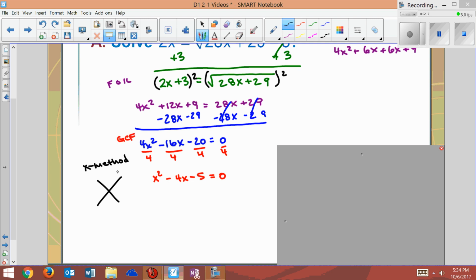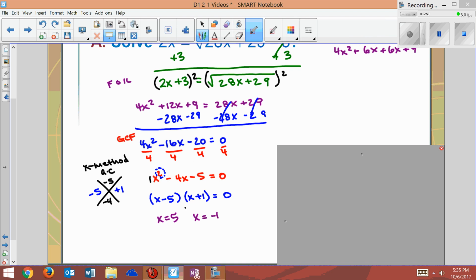Okay, so x method, a times c goes on top, which is 1 times negative 5. So factors of negative 5 that add up to negative 4. Well, that would be negative 5 times positive 1. Those would multiply and give me the top while adding to the bottom. I need to divide this by 2, or split it in half. So I'd have x minus 5 times x plus 1 equals 0. It looks like I have two answers, x equals 5 and x equals negative 1.